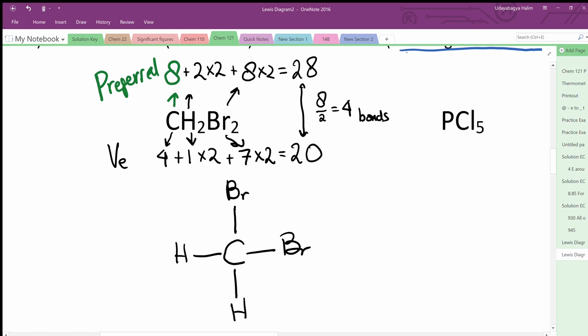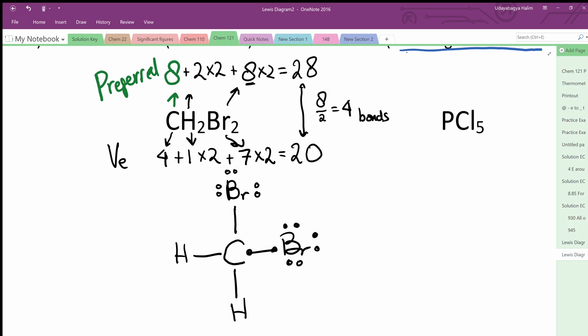Hydrogen prefers to have 2 electrons. It's also happy. But the bromine prefers to have 8. So far, it only has 2 electrons from the 1 bond that it has. So I'm going to give it 6 more electrons. Same with the bromine on the top. I'm going to give it 6 more electrons. And now we're complete with the Lewis diagram of CH2Br2. In this case, this is an octet because the central atom prefers 8 electrons. And that's why I'm highlighting the central atom with 8.